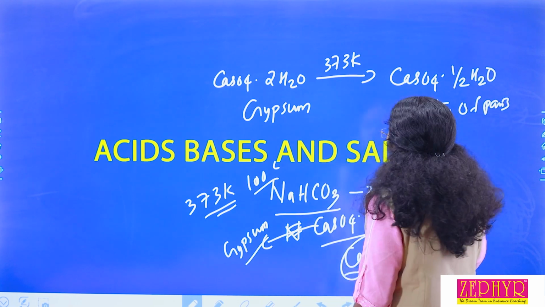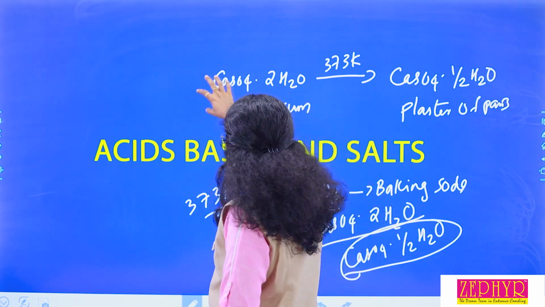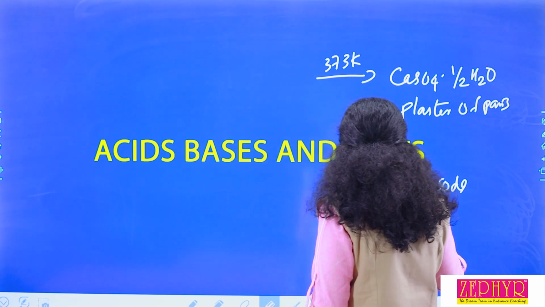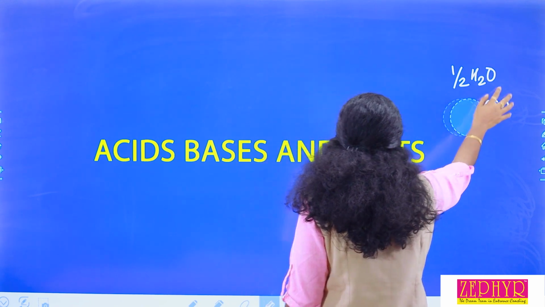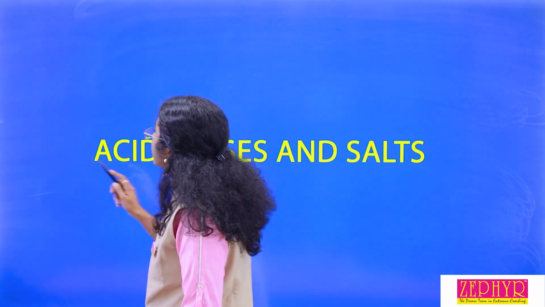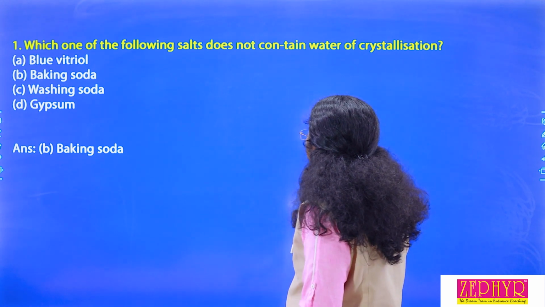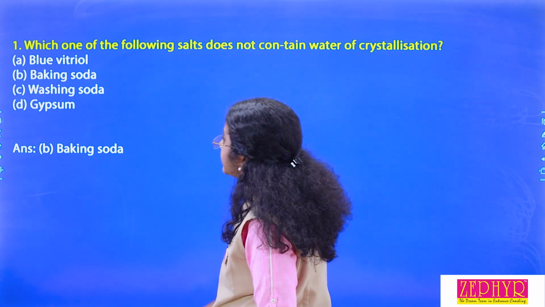Okay, these are the topics included in the chapter acid, base and salt. Let's move to the questions. Question number 1. First question. Which one of the following salts does not contain water of crystallization?